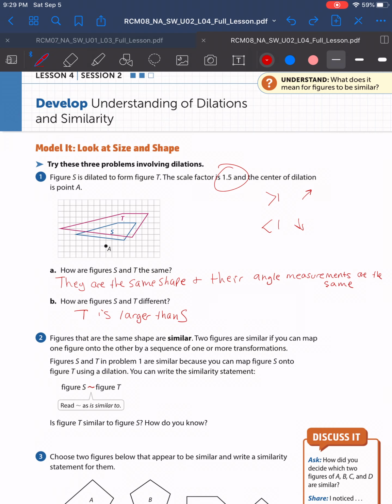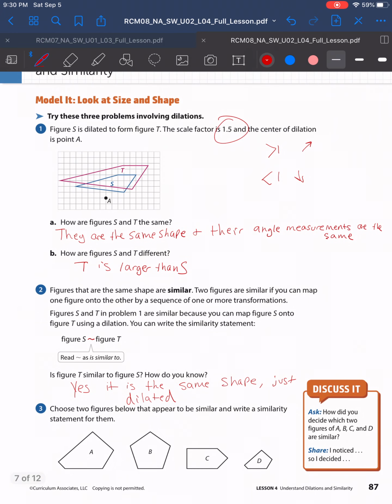Is T similar to S? How do you know? Yes, it is the same shape, just dilated.